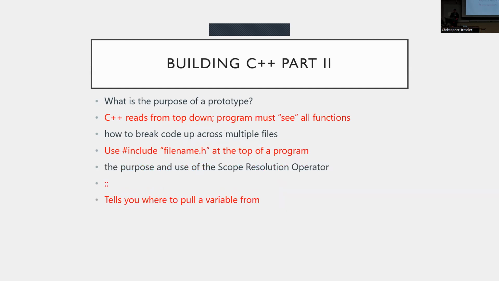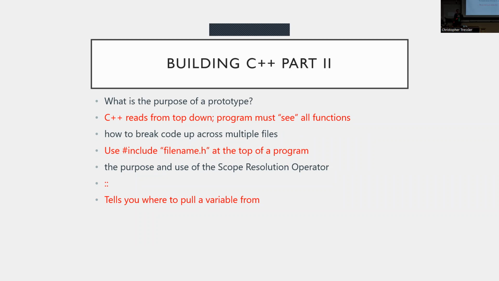Part 2. Okay, what is the purpose of a prototype? So basically, I talked about this earlier, when you have the header files, right? The issue is that C++, when you're reading code, reads it from top to bottom. So let's say you have 3 functions, right? Function 1 is on the top, you wrote it first. Function 2 is in the middle. And then function 3 is at the bottom.